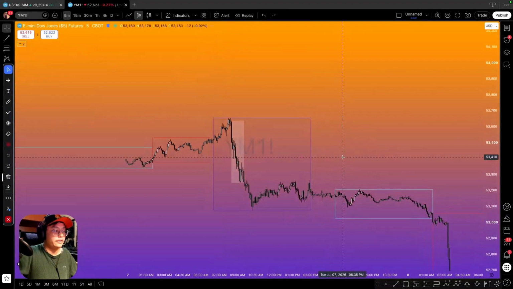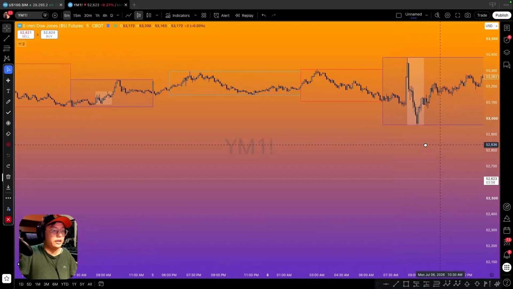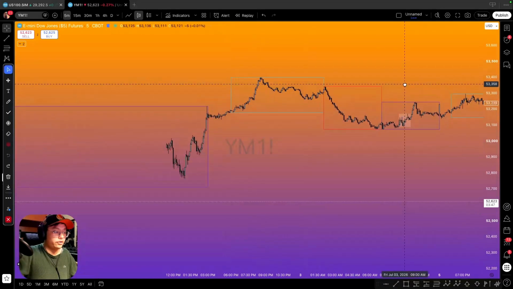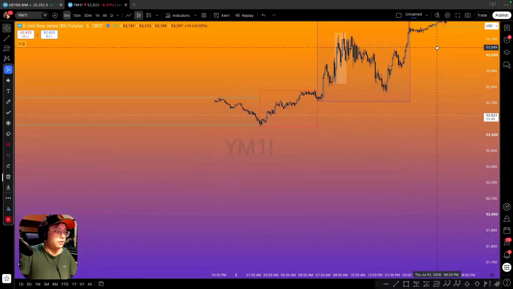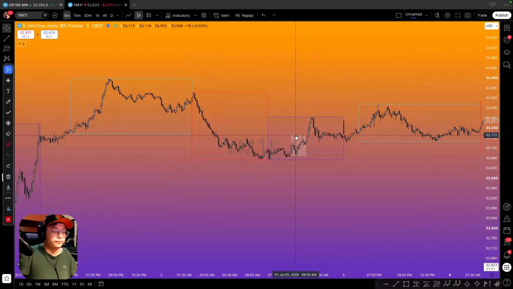I'll see if I can find you guys a good example where IB doesn't break. And yeah, this is a good example of a range. You see how IB never broke outside that white line. So I can find you guys a trend one. Yeah, here's an example of a trend one.